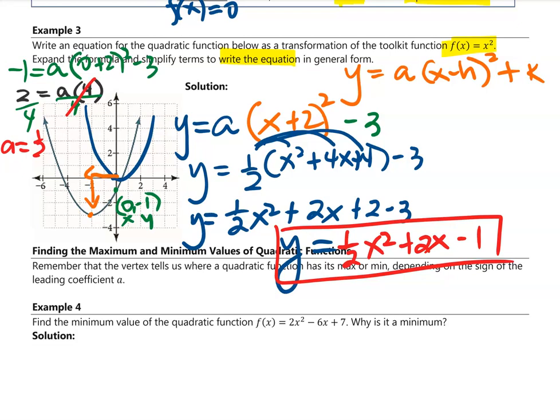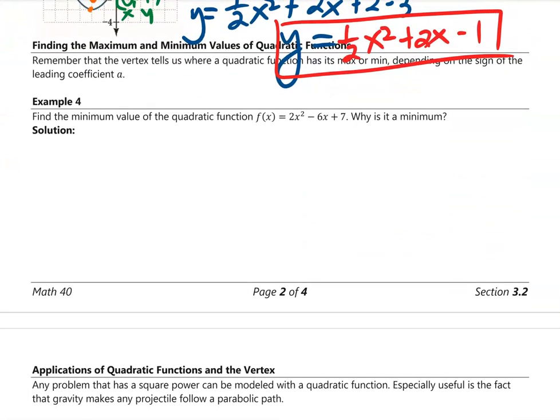Okay. Next, finding the maximum and minimum values of a quadratic function. Remember that the vertex tells us where a quadratic function has its max or minimum, depending on the sign of the leading coefficient a. So example number 4, find the minimum value of the quadratic function f of x is equal to 2x squared minus 6x plus 7. And why is it a minimum? So our a here is equal to 2, b is -6, and c is 7.